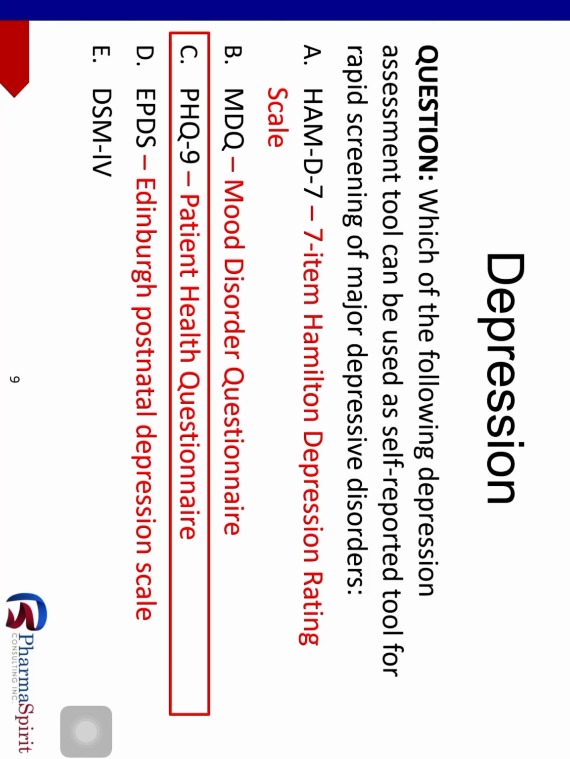PHQ is used as a self-reported tool. The first question is, did you feel down in the last month? And the second question is, did you lose interest in activities that you used to enjoy in the last month? These 2 questions can be used as a quick screening tool for depression. So on the next slide, we will look at the use of these different depression scales.